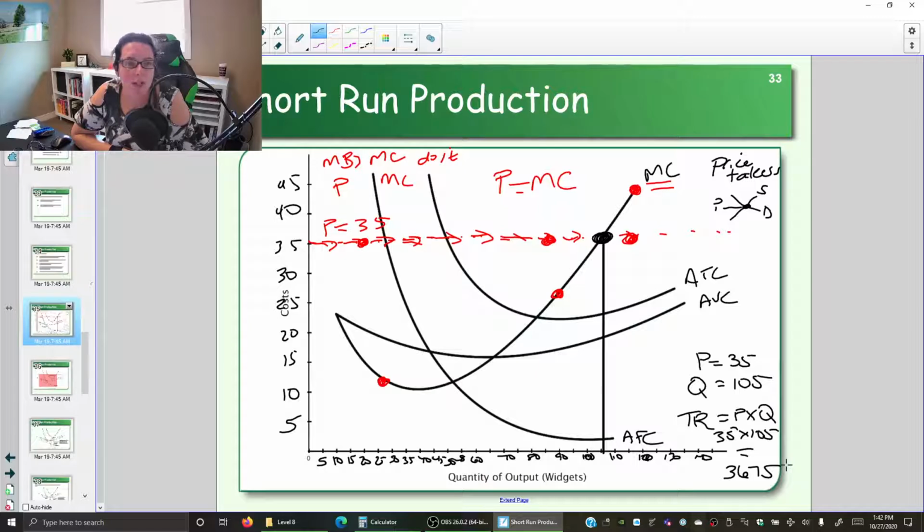We can also see profit on the graph. So we know we're making 105 units. And if we're making 105 units, we can figure out the cost per unit. Okay, so how do we figure out this cost per unit? Well, we would go down to our average total cost. So at 105 units, and again, I'm going to draw a line here because it's hard for me to get it straight.